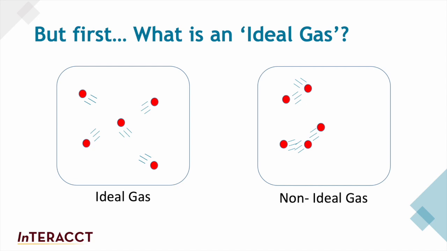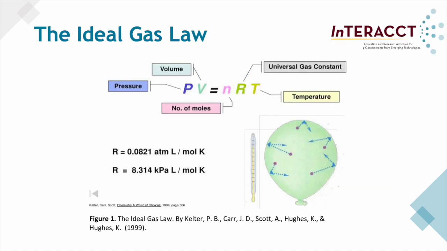Let's start by defining what an ideal gas is. An ideal gas is a hypothetical gas in which the molecules move about randomly, where they're not influenced by intermolecular interactions. They move freely in all directions and are impacted only by collision with other molecules, without any loss of kinetic energy. The ideal gas law reflects these conditions.